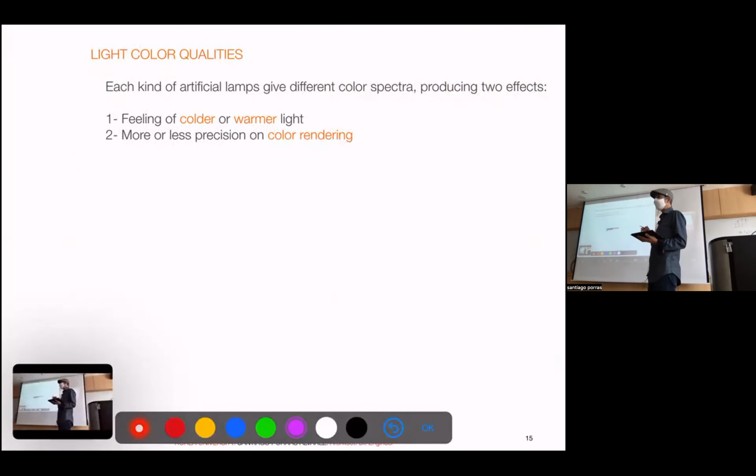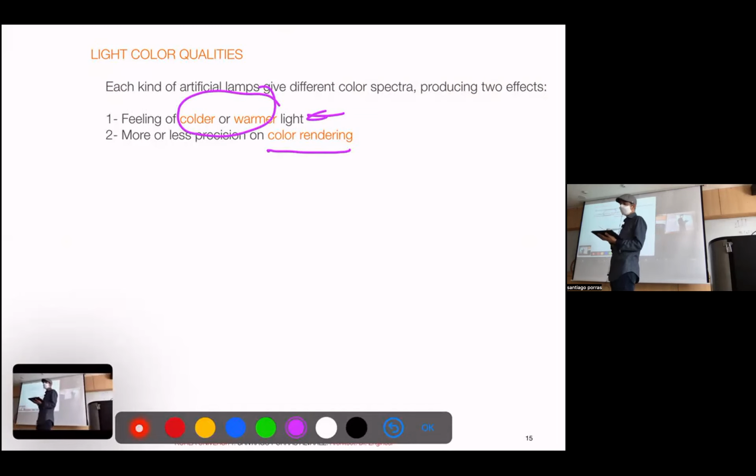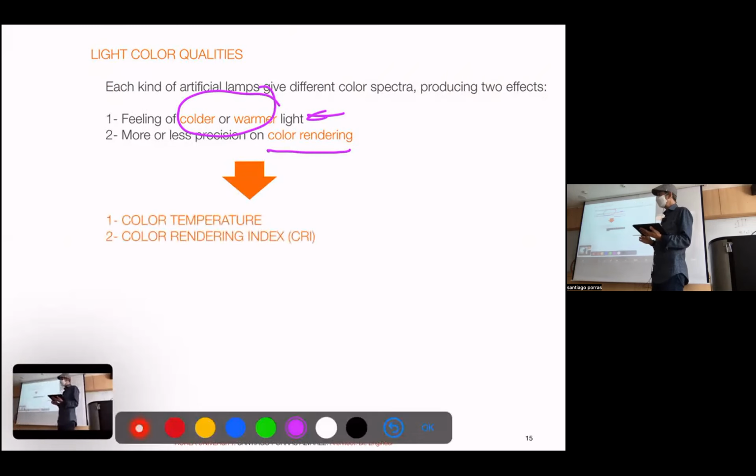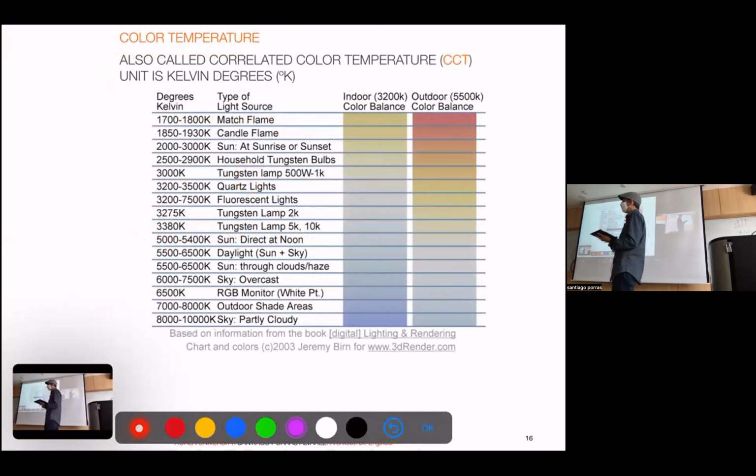So there are two basic qualities in light we have to deal with. One is the feeling of light, colder or warmer, and then color rendering, right? How much precisely they render the color. So we measure that with a color temperature and then color rendering index. Color temperature, when we had just a fluorescent and incandescent, was very easy. But now we have a full spectrum of LED and then can calibrate the colors. We have to be careful with that choice.